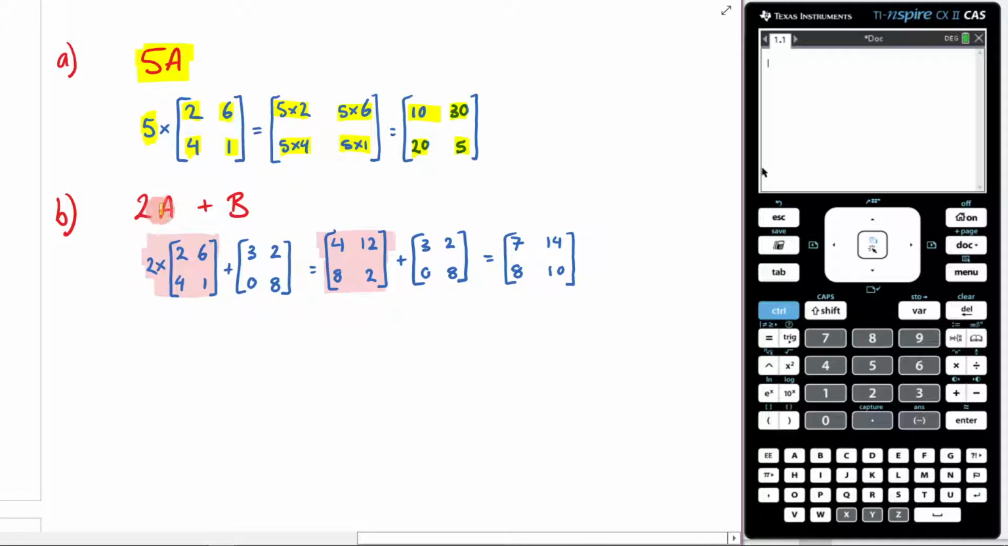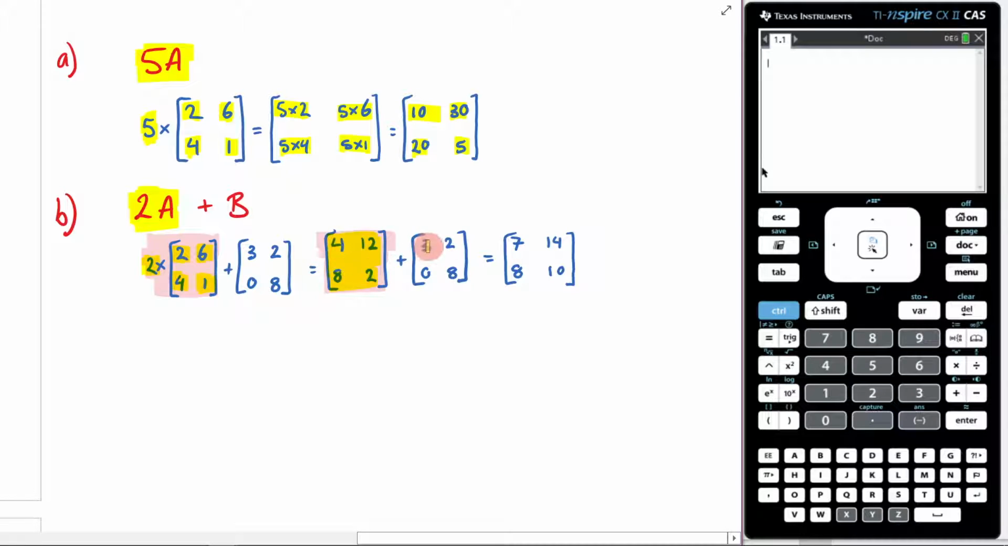What if I have 2A plus 2B? Well, this is where BIDMAS comes into play. You first do the multiplication. So I'm first going to go 2 times 2, 2 times 6, 2 times 4, 2 times 1. And then after I've done all that multiplication, then I'll add B onto it. So as you can see, 2 times 2 is 4, 2 times 6 is 12, 2 times 4 is 8, 2 times 1 is 2. So here it is all there.